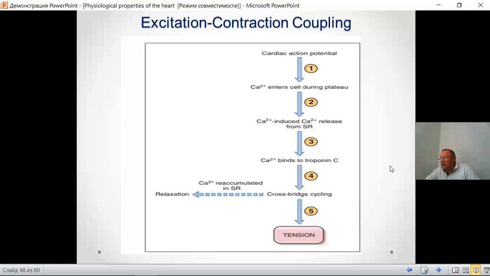Therefore, it's reasonable that hormones, neurotransmitters, and drugs that alter the inward calcium ion current during the action potential plateau, or that alter sarcoplasmic reticulum calcium ion stores, would be expected to change the amount of tension produced by myocardial cells.